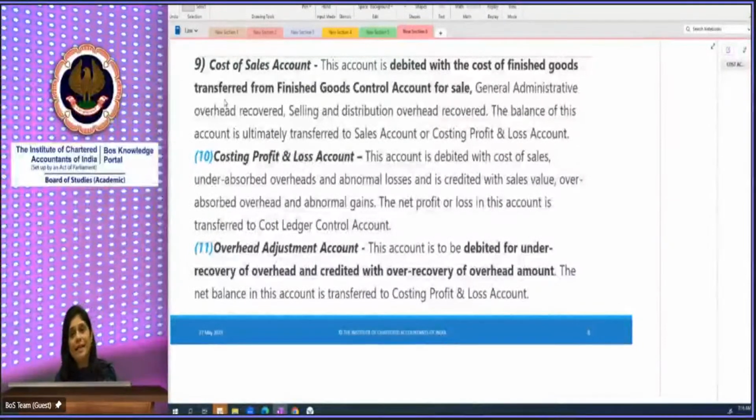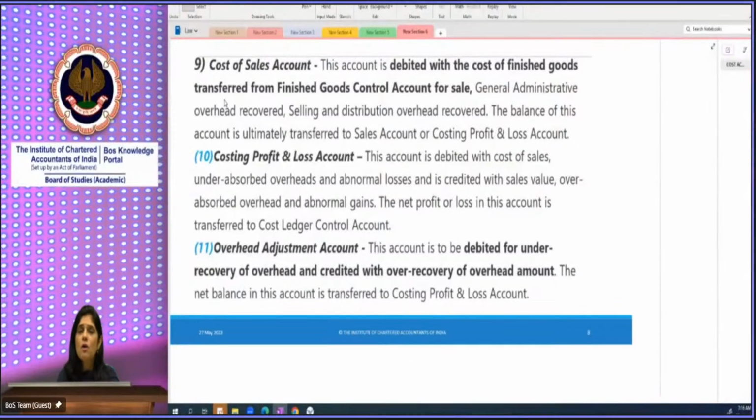So we have financial profit or loss account and we have costing profit or loss account. Both the records should be there with you. Since there are two profit or loss accounts, since there are two records, we have to reconcile. And overhead adjustment account. So it's not mandatory to make an overhead adjustment account. We can adjust also.